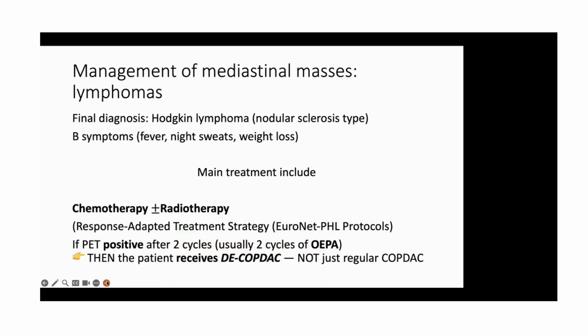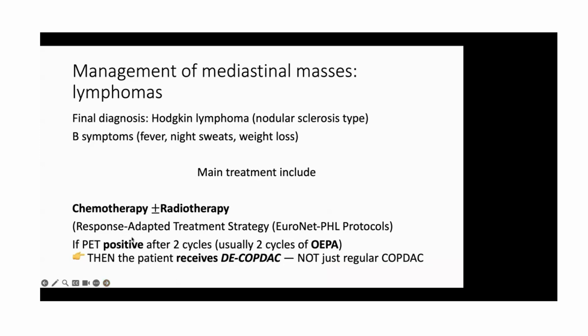The main treatment of Hodgkin lymphoma includes chemotherapy plus or minus radiotherapy. I have to say that the treatment of Hodgkin lymphoma now is different from 10 years ago, because this is a disease with very high survival, and we are dealing with late effect complications. So it's very important to give the correct treatment. Current protocols, in most cases, avoid radiotherapy.